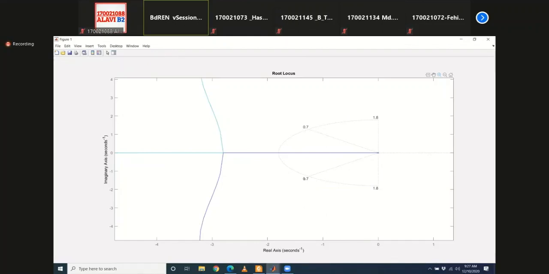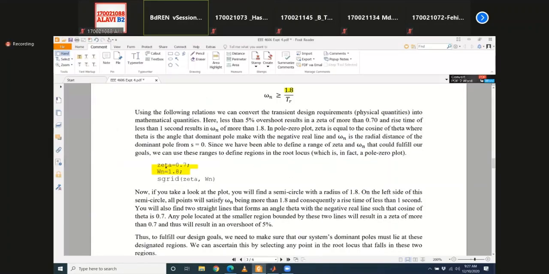Is it clear? Yes, sir. So again, what was our condition? Zeta should be greater than 0.7. That means cos theta should be greater than 0.7. And omega n should be greater than 1.8.